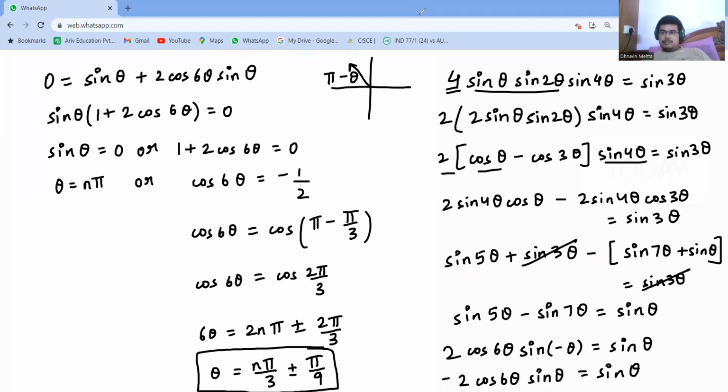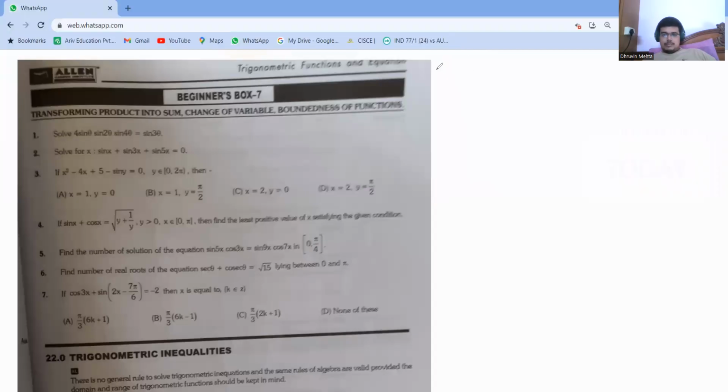Let me know once you are done. Let's take the third one, guys. x square minus 4x plus 5 minus sine y equal to 0. y is from 0 to 2 pi, but it cannot be 2 pi. So we have to basically find x and y.